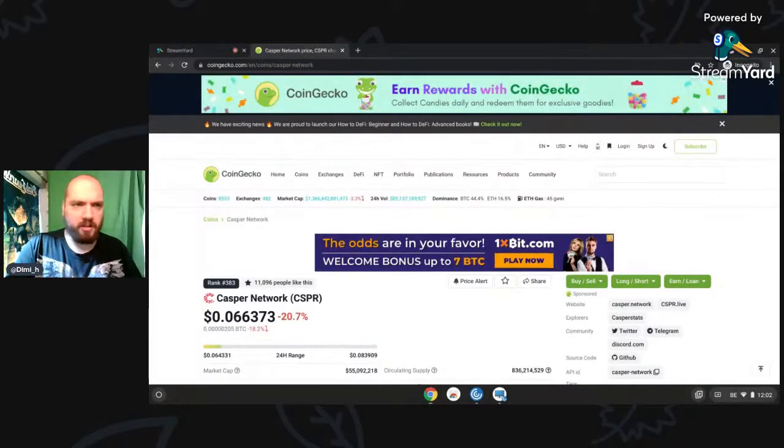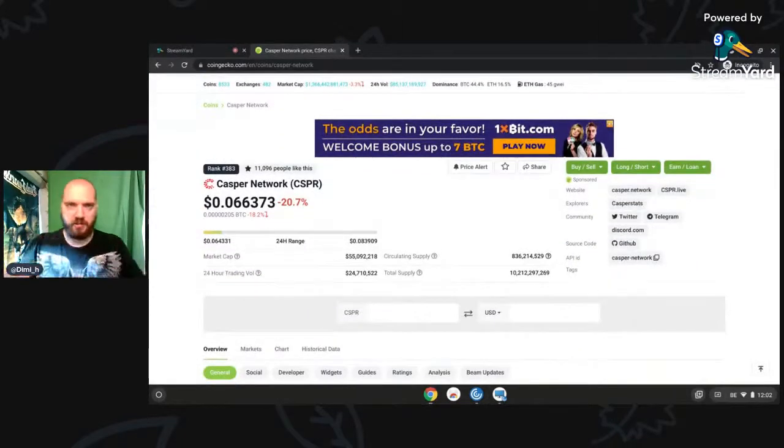So Casper Network, what do we see here? CoinGecko changed entirely its layout, so I've got to adapt a little bit still here. However, 24-hour range, okay. Market cap, 55 million. 24-hour trading volume, 24 million. It's quite high. Circulating supply, 836 million, and that's about 10 billion as a total supply, so it is capped. I see here dedicated websites, so we're going to analyze those to learn more about it.